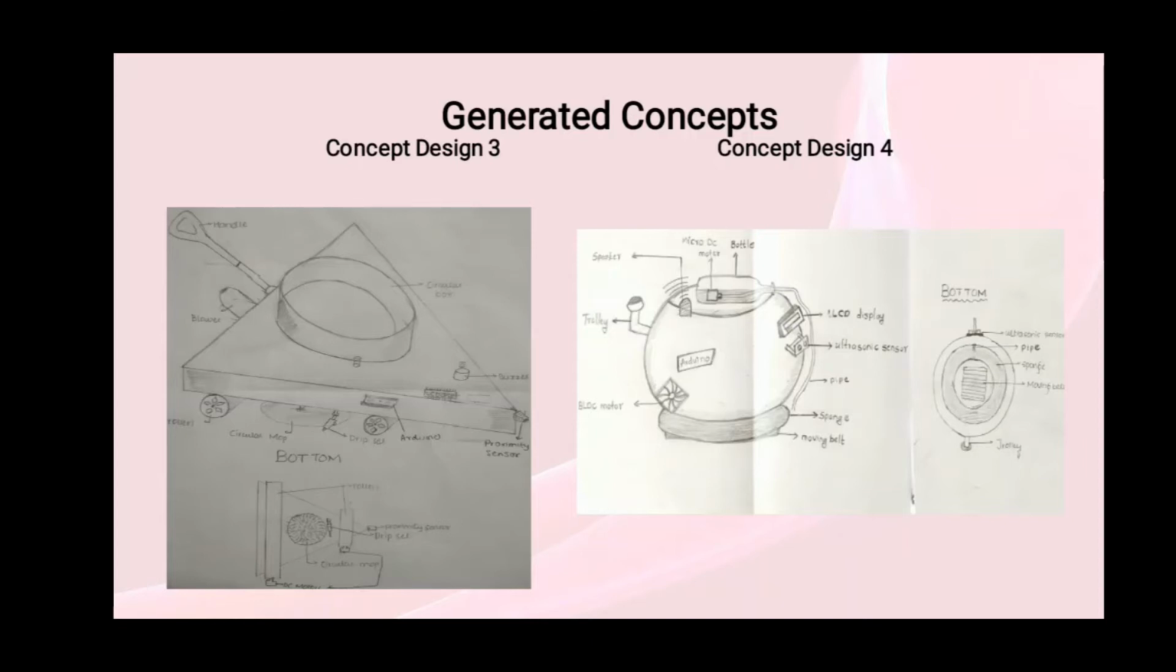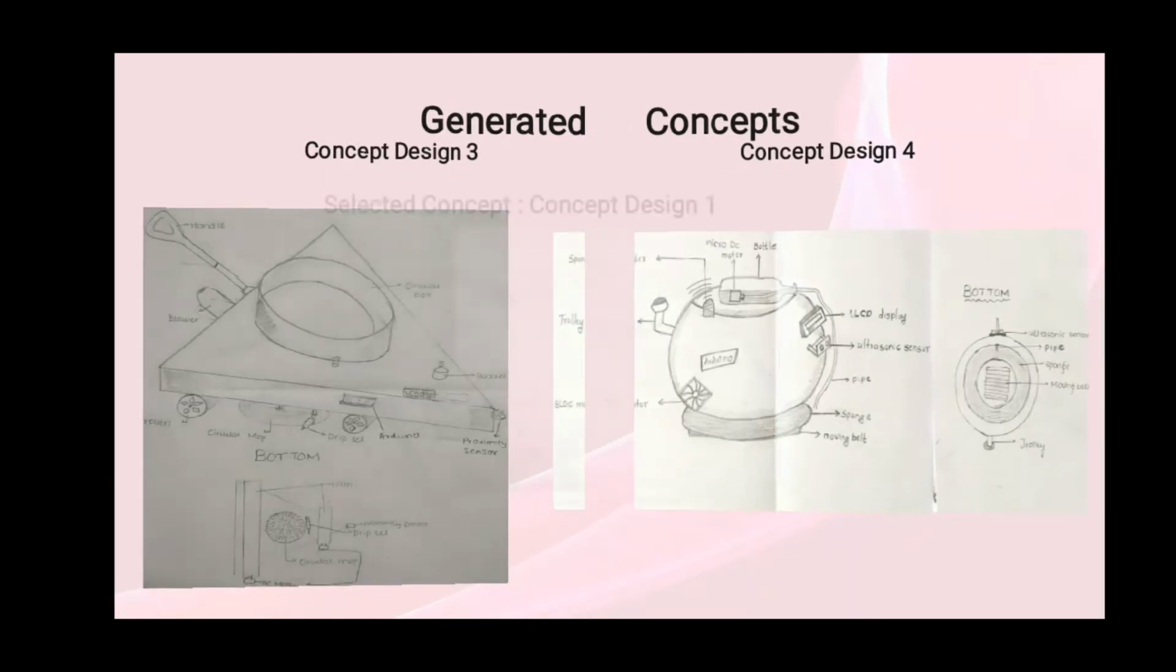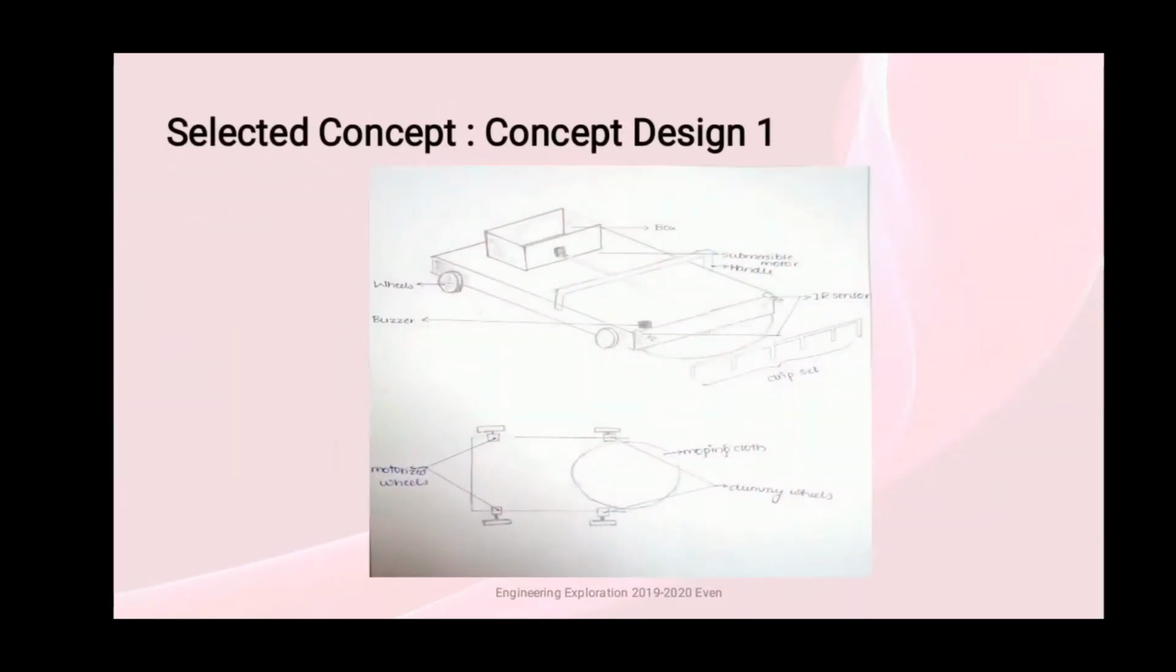Concept 3 uses a roller for movement of the bot, a proximity sensor for obstacle detection, a drip system for dispensation of water and an LED for obstacle indication. Concept 4 uses a moving belt for movement of the bot, an ultrasonic sensor for obstacle detection, a sponge for mopping and an LCD display for obstacle indication. After generating 4 concepts, we did the Pugh chart and provided justification for each concept, and finally selected the design for our course project, that is concept design 1, which is user friendly, portable and semi-automatic.